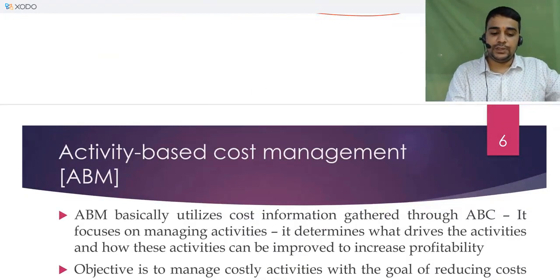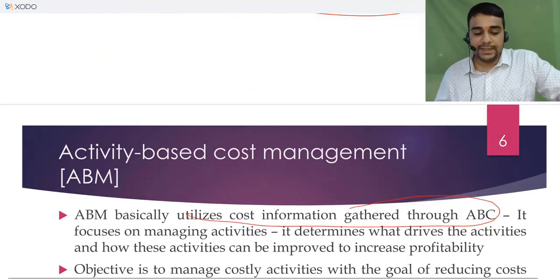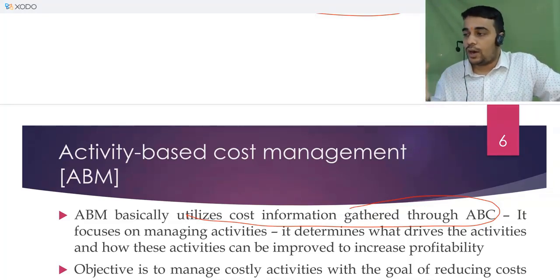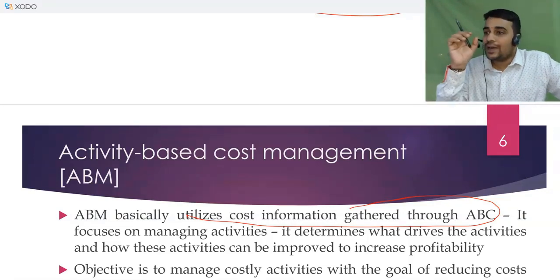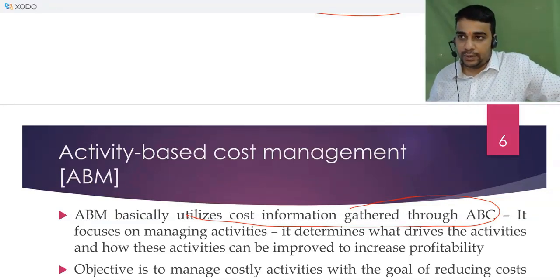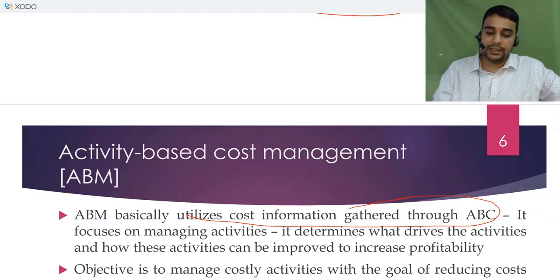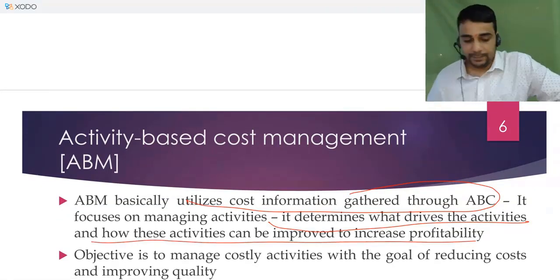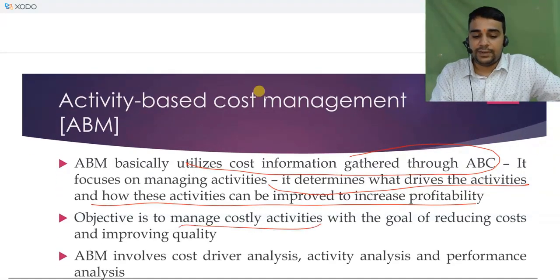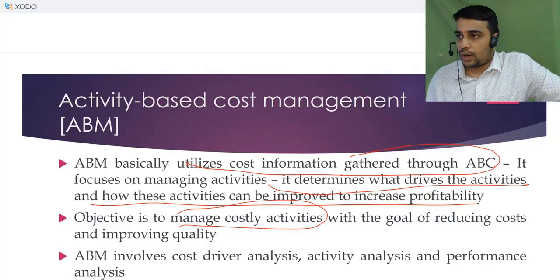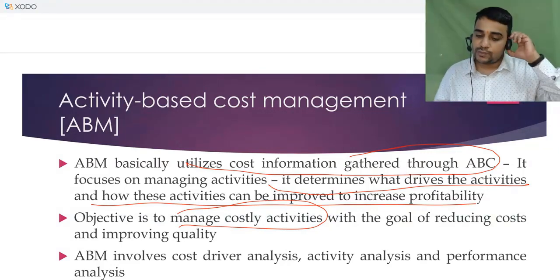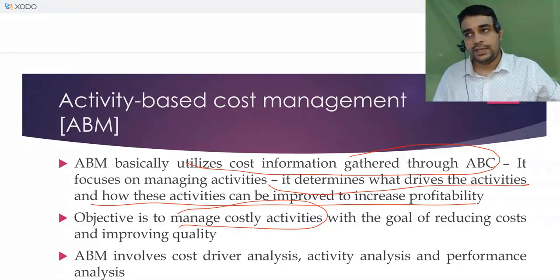ABM basically utilizes cost information gathered through ABC. It focuses on managing activities. What are activities? Testing is an activity. Rework is an activity. Ordering is an activity. So my focus is, how can I cut down the cost driver of an activity? It determines what drives the activity and how these activities can be improved to increase profitability. The objective is to manage costly activity with the goal of reducing cost as well as ensuring no impact on quality. A good cost reduction is one where cost comes down without any impact on quality. Sometimes quality may end up improving also.